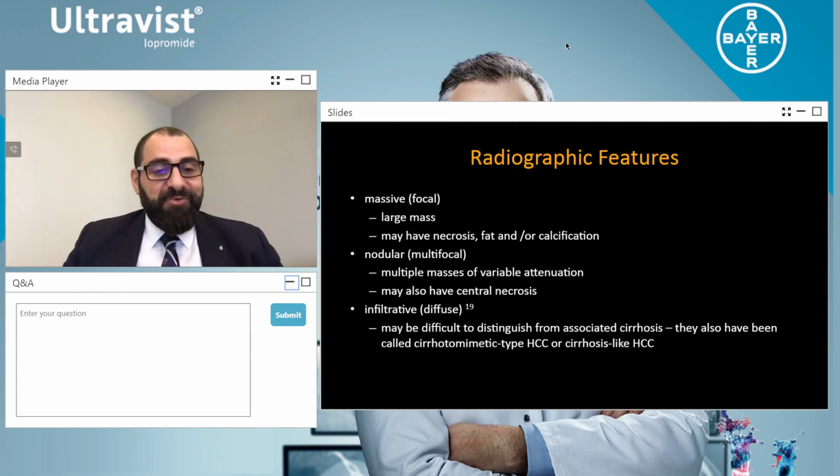With variable attenuation, this is where I want to reiterate the contrast medium monomer with the viscosity profile of blood, which reduces this kind of guessing appearance. It could also have central necrosis. If it's diffuse, then it becomes difficult to distinguish between cirrhosis versus a different type of hepatocellular carcinoma. Even cirrhosis of the liver or a fatty liver or hepatic steatosis is also a precursor for lesions within the liver and for hepatocellular carcinoma.